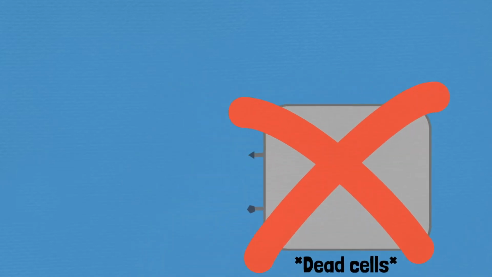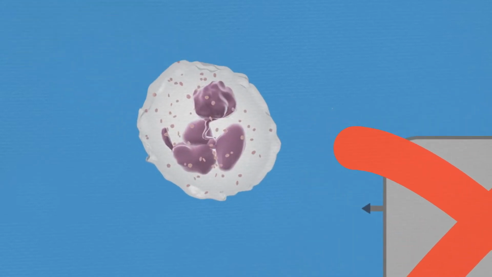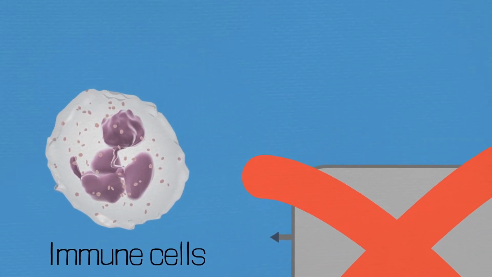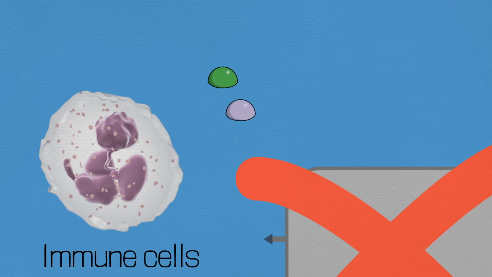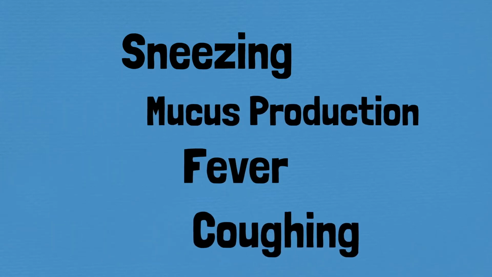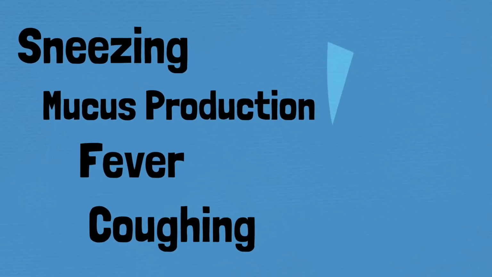Cell death releases signals that recruit immune cells, like macrophages, lymphocytes, and neutrophils. They all migrate to the site of infection. They release chemical mediators that cause a cascade of events resulting in cold symptoms, such as sneezing, mucus production, fever, and coughing. This is all a response initiated by the immune system to try and clear the virus. However, this is also how the virus escapes and transmits to the next individual.